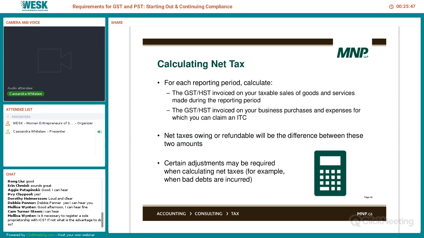So when you file your GST return, GST returns are filed based on the net tax method. To calculate your net tax, you take all of the GST that you have collected or has become collectible during the period, and then you can offset that with any GST that you have paid on taxable supplies. So these will be your ITCs. And then there are a few other adjustments that might come up. So for example, bad debts. And then the net taxes owing or refundable is essentially the difference between the amount you've collected and the amount that you've paid.